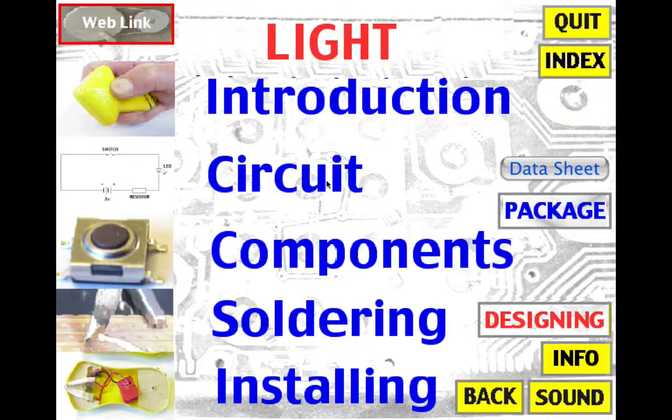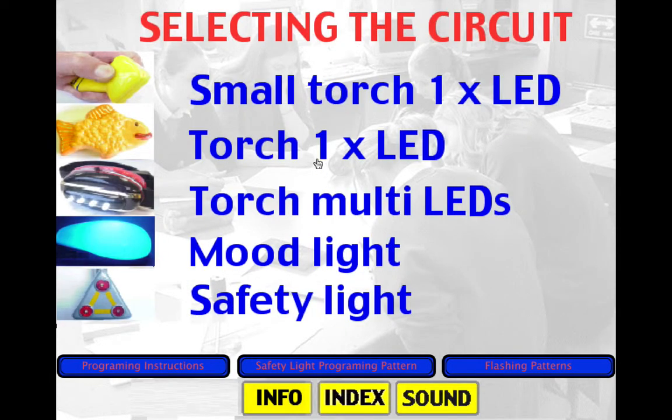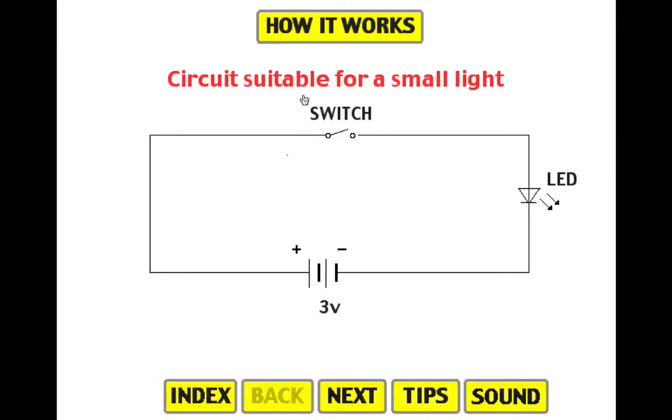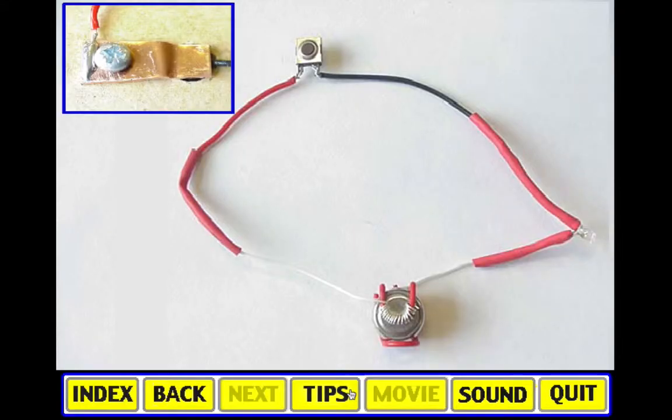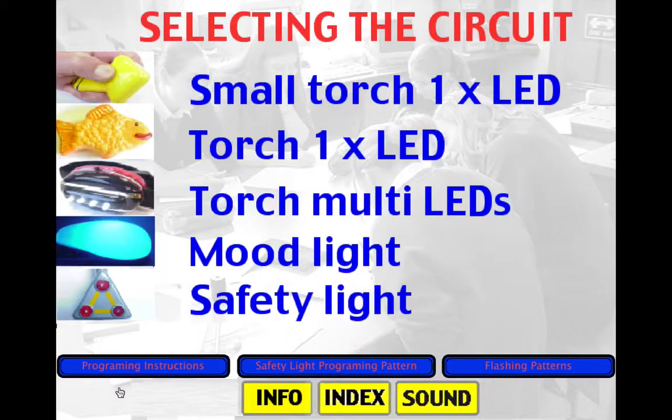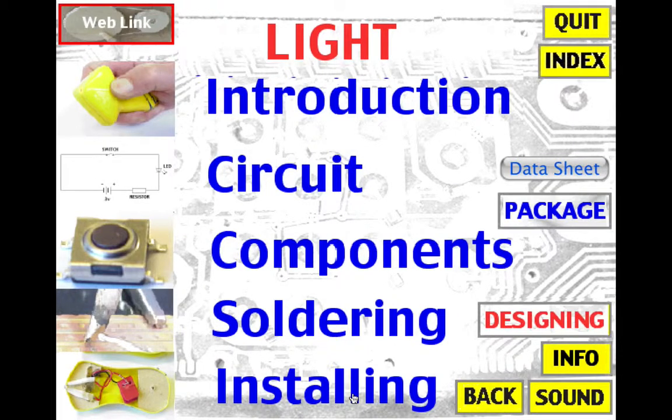Let's have a look at circuits. Click on there and in this case the light has lots of different circuit options. If we click on a small torch with one LED, it'll go to there and you can just move around. Go back to the index and it'll take you there. You go back to the main index and you're back into that.